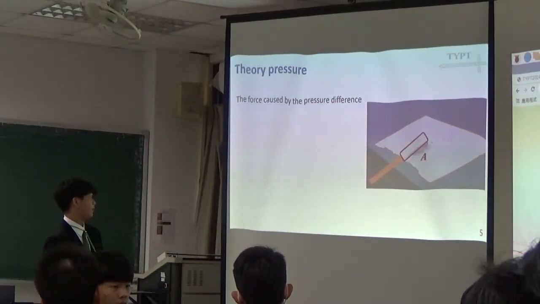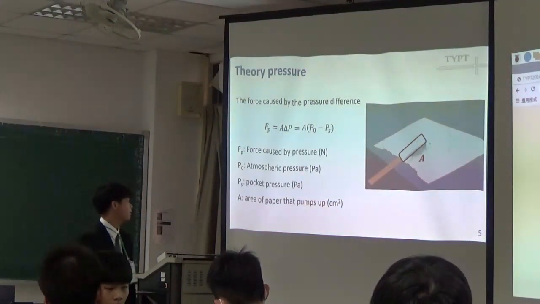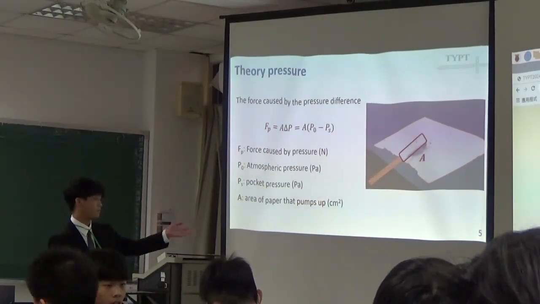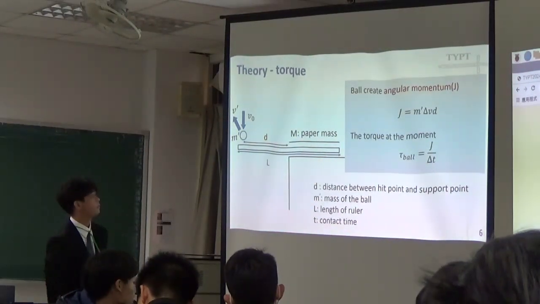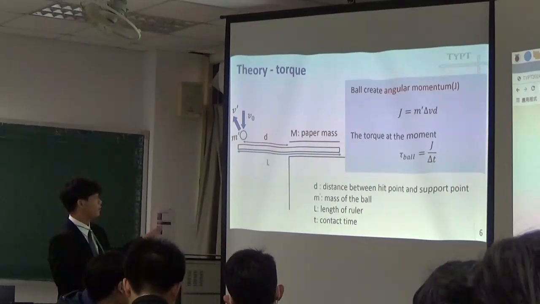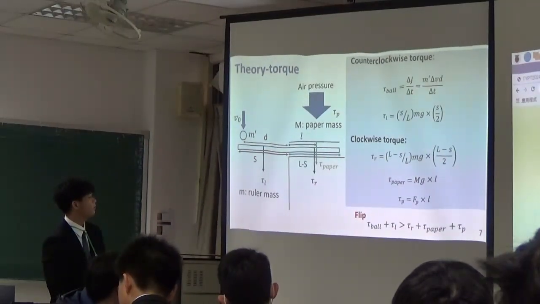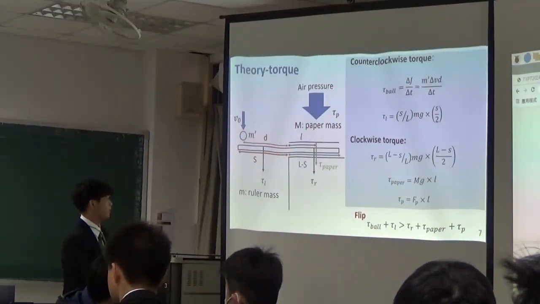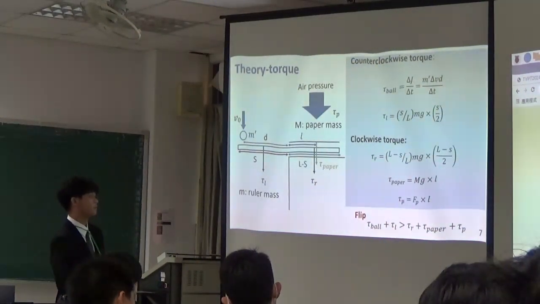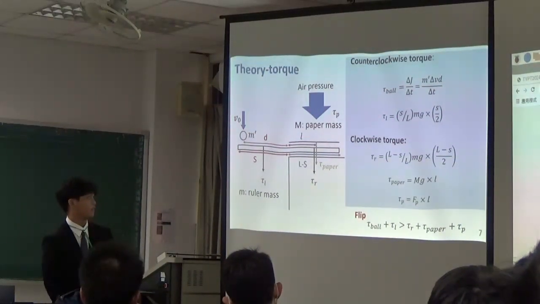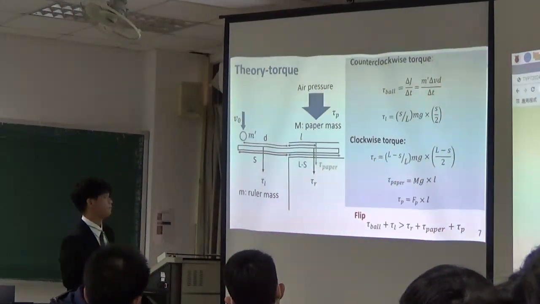Then we can calculate the downward force by using this equation. It is good to know that H represents the area of the paper that comes up. It is not the whole paper area. Then we analyze the torque in this phenomenon. When the ball hits the ruler, it will create angular momentum, so the torque can be expressed with this formula. Then we consider the torque from the left part and the right part of the ruler, and also consider the air pressure and the paper mass torque. Finally, we can know that if the counterclockwise torque is greater than the clockwise torque, the ruler will flip.